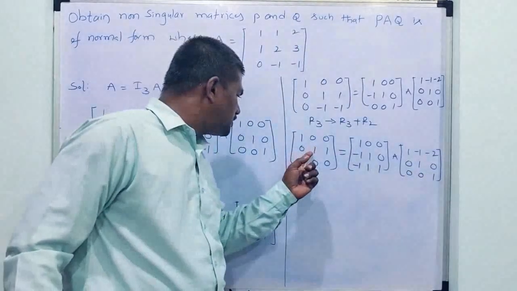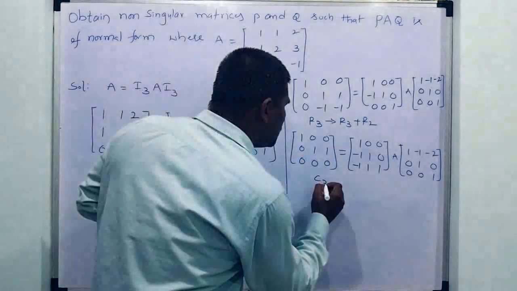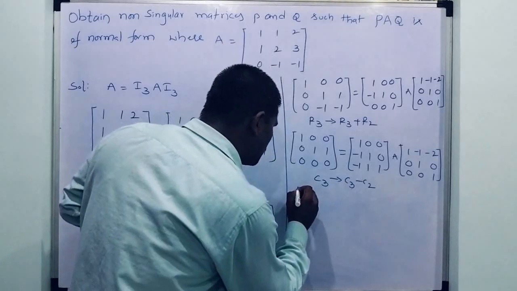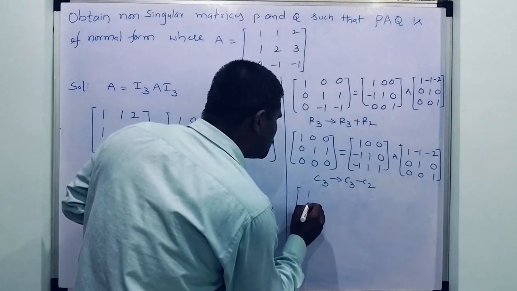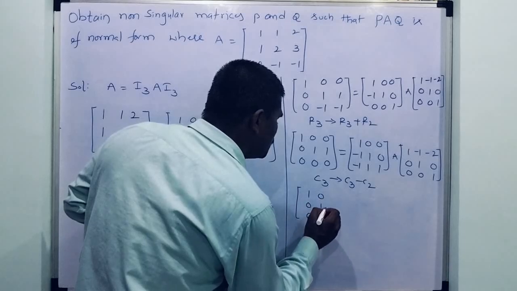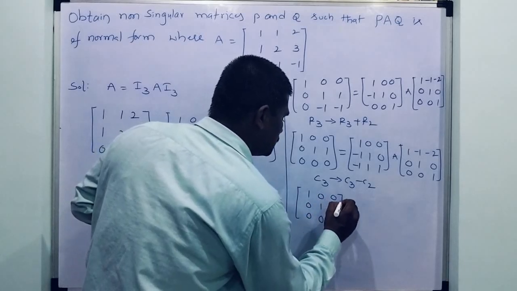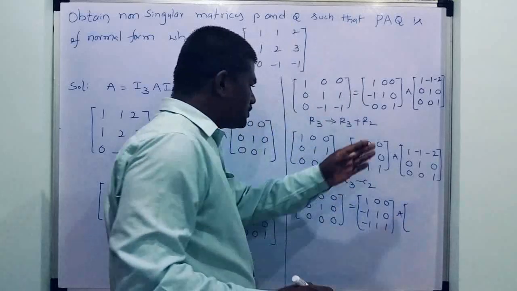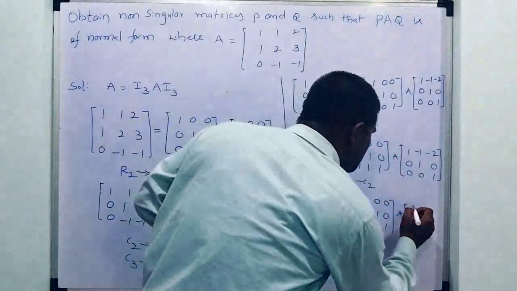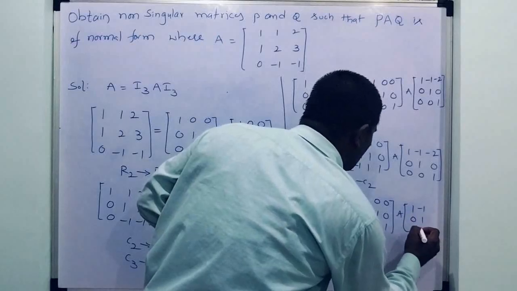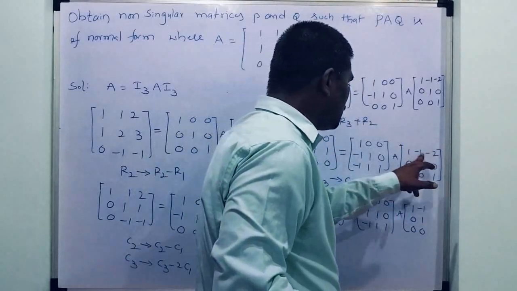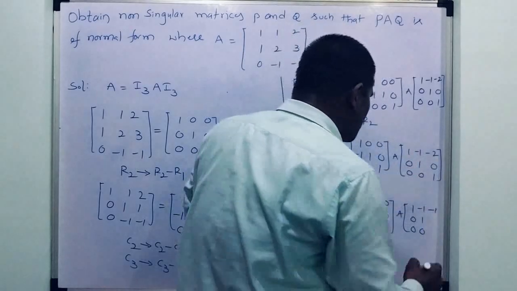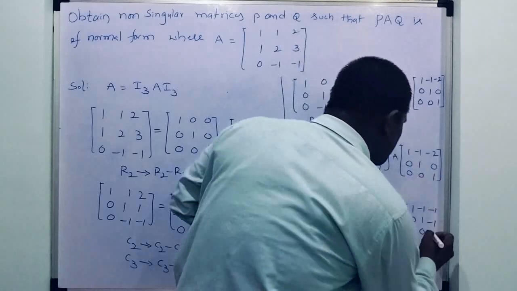Now use this element and make this one 0. C3 tends to C3 minus C2. By applying this, you have 1 0 0, 0 1 0, 0 0 0, is equal to no change in the prefactor, A, into no change in the first two columns, 1 0 0, minus 1 1 0, C3 minus C2: minus 2 plus 1, minus 1, 0 minus 1, minus 1, 1 minus 0, 1.